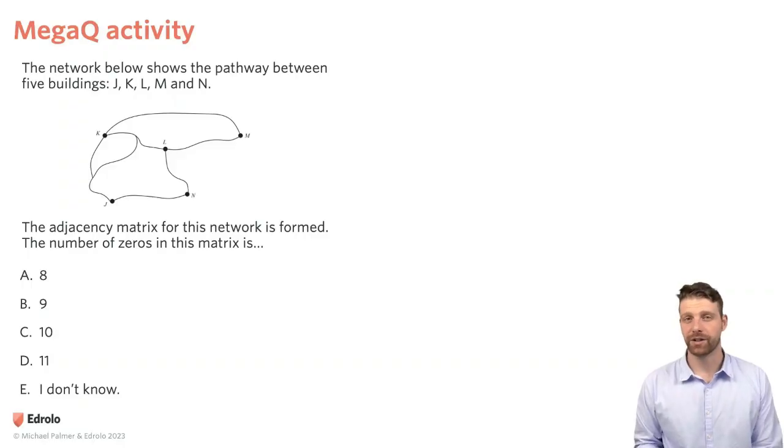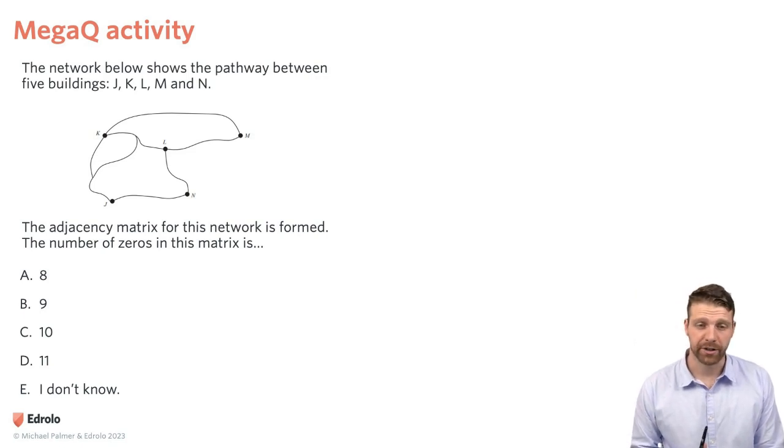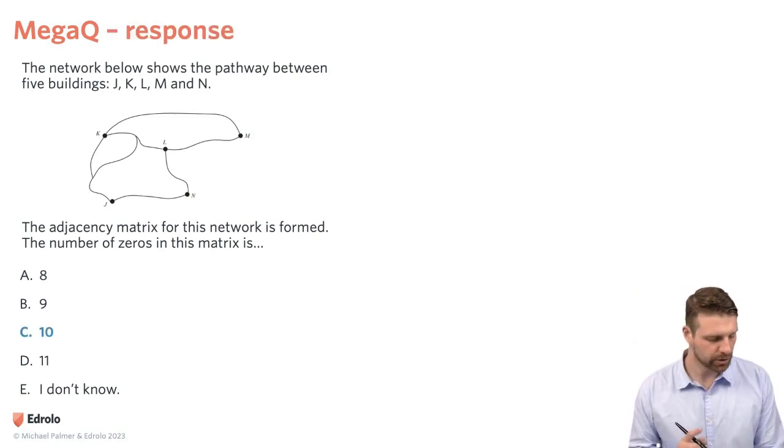All right, we've got a mega question activity to do. The network below shows the pathway between 5 buildings, J, K, L, M, and N. And we've got a picture there. The adjacency matrix for this network is formed. The number of zeros in the matrix is... So we've got some options there to choose. We could guess, but we don't have to. So we're going to try and draw first a graph.